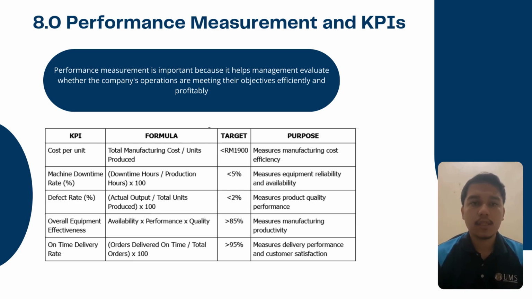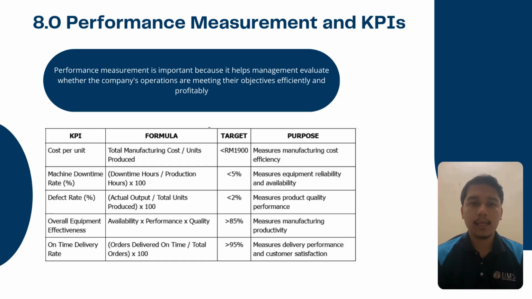Performance measurement is important because it helps management evaluate whether the company operations are meeting their objectives efficiently and profitably. To support the HVAC expansion project, several engineering-related key performance indicators, or KPIs, are proposed. The first KPI is cost per unit with a target of less than RM 1,900 per HVAC unit. This KPI measures manufacturing cost efficiency and helps management monitor production expenses.